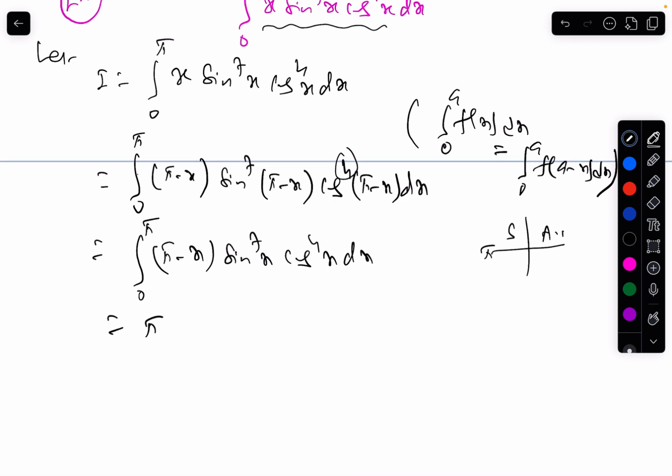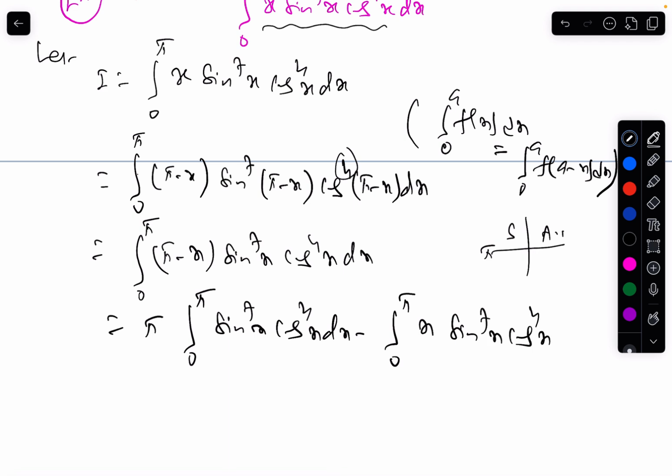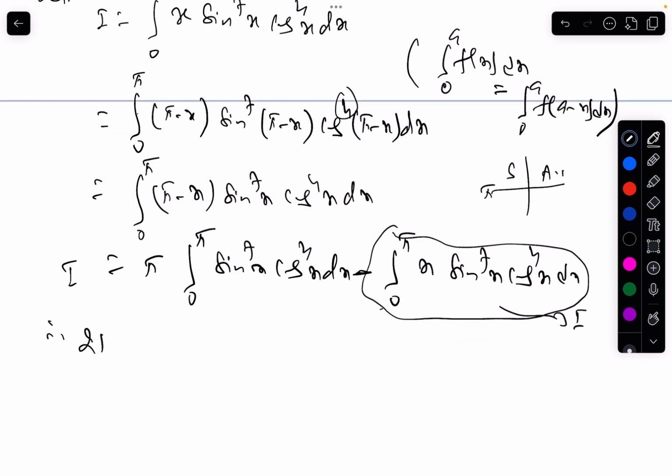So this is equal to pi times integration 0 to pi sine power 7x cosine power 4x dx minus integration 0 to pi x sine power 7x cosine power 4x dx. But this is I and this one is I. So you can write 2I equal to pi times integration 0 to pi sine power 7x cosine power 4x dx.